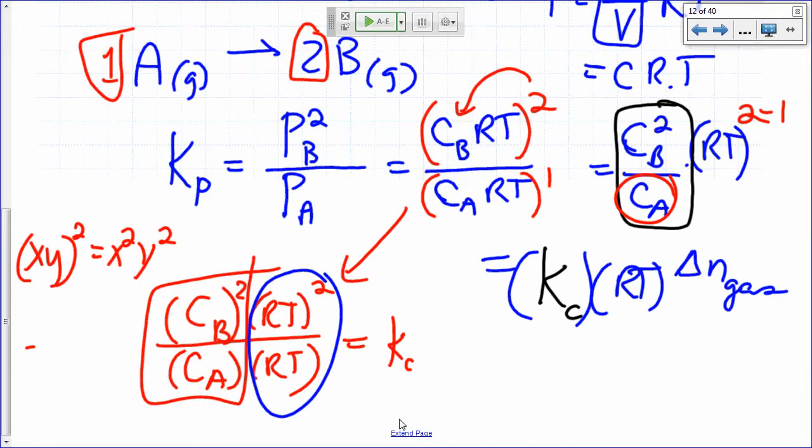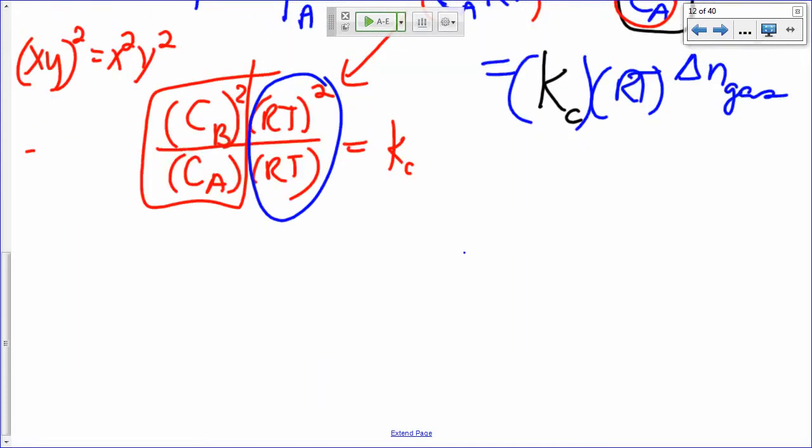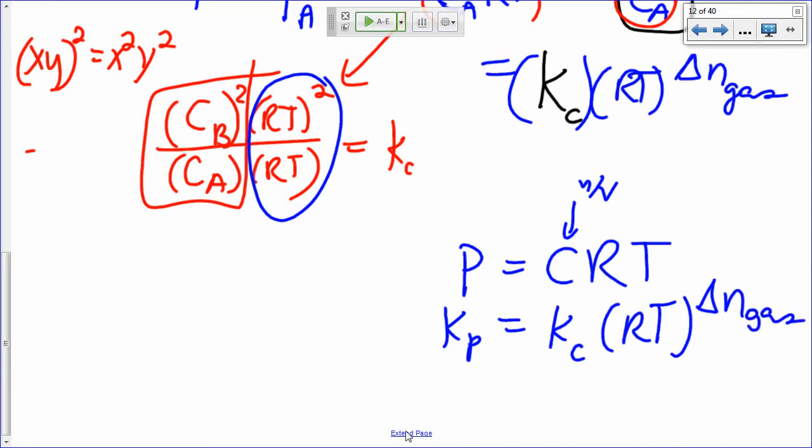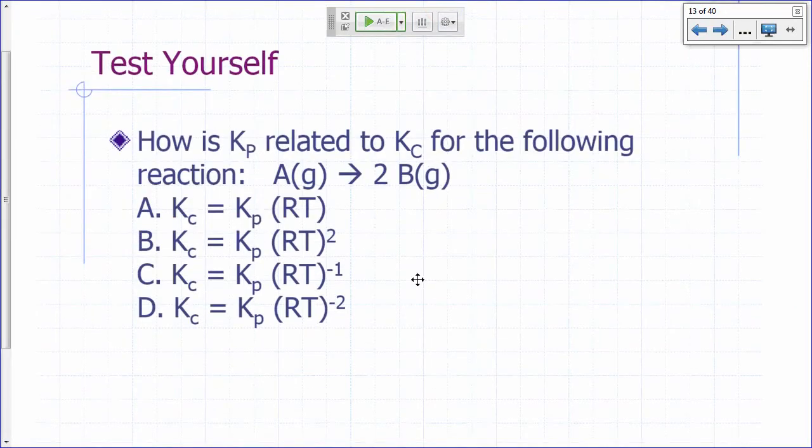Okay? So a good way to remember this is to say that pressure is equal to CRT, right? Concentration times RT, where C is n over V. So Kp would just be Kc times RT raised to the power delta n gas, because your numerators will be multiplied by RT to the whatever coefficients of the products are, and your denominator will be multiplied by RT raised to the power equal to the sum of the coefficients of your reactants, just for the gas phase, okay? So let's illustrate that with this clicker question.